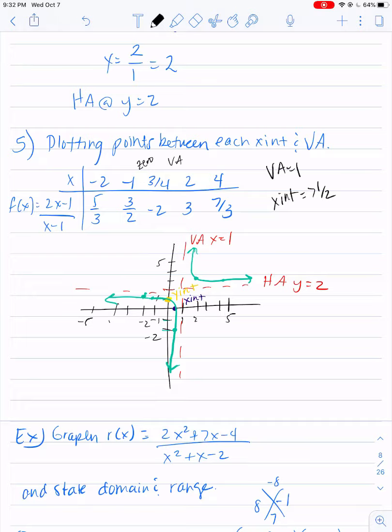So on the graph, I do my asymptotes first. So I have my vertical and horizontal asymptotes. I'm plotting my y-intercept and my x-intercept, and then I plot the points that I found, and I just connect the dots.